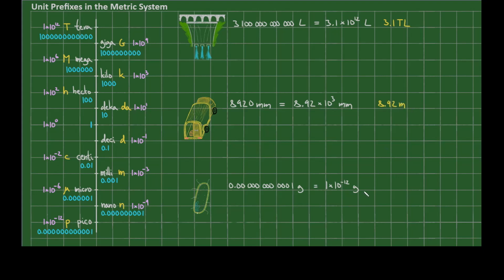In the third example, I have given the mass of a bacterium. In grams, it is a very awkward number. 1 times 10 to the power of -12 grams. This is a trillionth of a single gram. And luckily, we have a prefix for a trillionth. It is pico. And so this mass could also be given as 1 picogram.